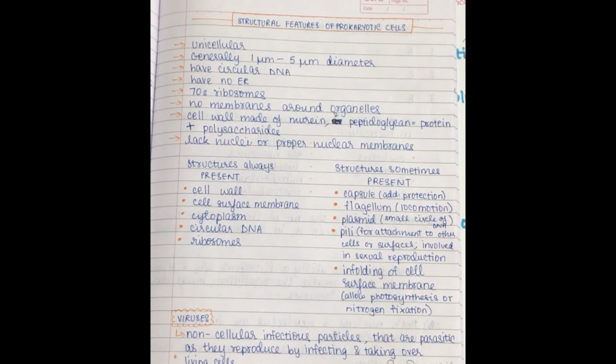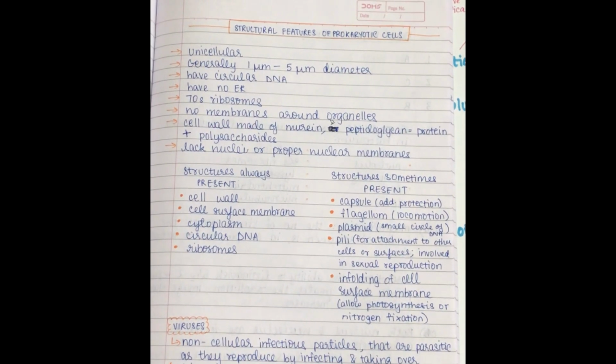Its cell wall is made up of murein, also called peptidoglycan. And peptidoglycan is made up of polysaccharide and protein or amino acids. So polysaccharides plus amino acids. It lacks nuclei or proper nuclear membranes as well.